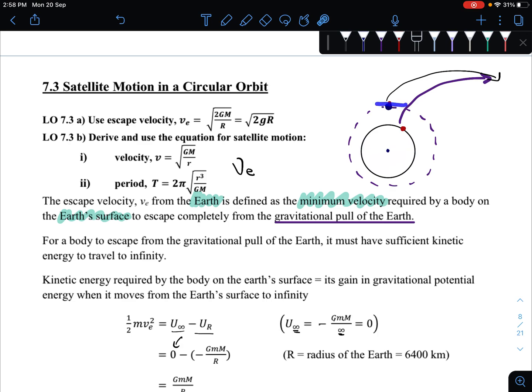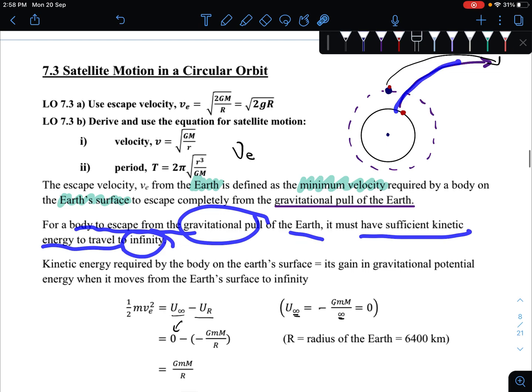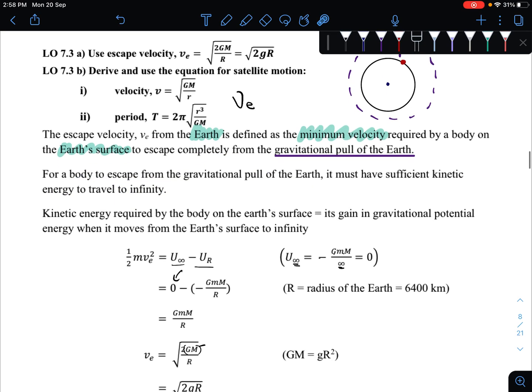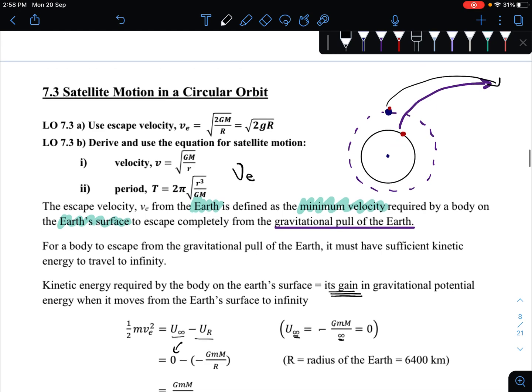Okay, so if you use an object on the planet, the R here must still be measured from the center of the Earth. For a body to escape from the gravitational pull of the Earth, it must have sufficient kinetic energy to travel to infinity. So to escape, it needs enough kinetic energy to reach infinity. The kinetic energy required by the body is equal to the gain in the gravitational potential energy when it moves from the Earth's surface to infinity.